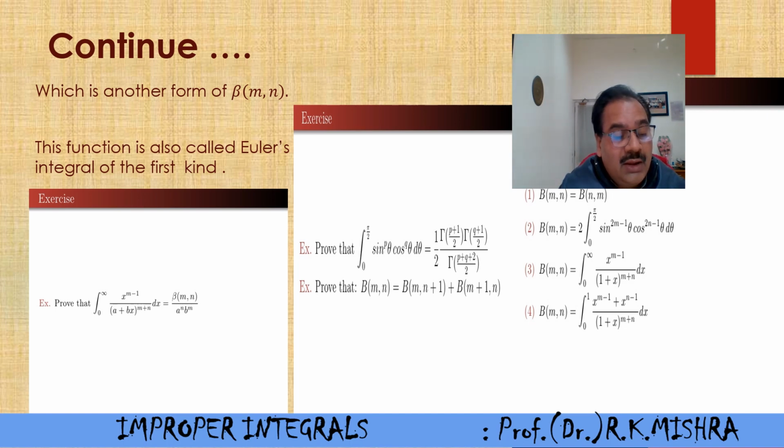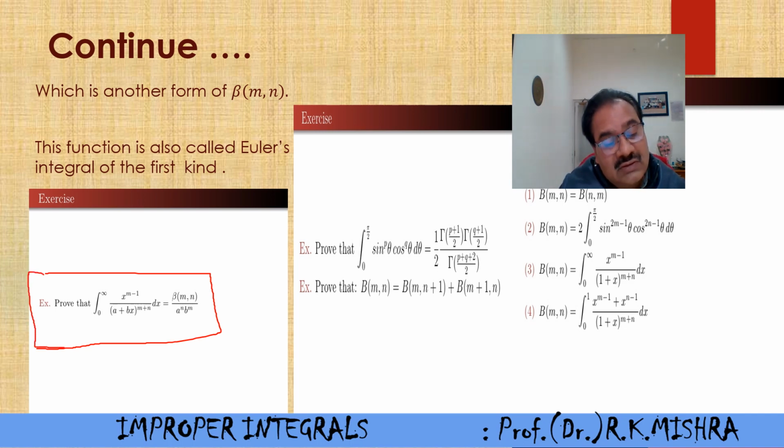Now this is a beautiful result to prove: the integral from 0 to infinity of x power m minus 1 divided by a plus bx power m plus n dx is equal to beta mn divided by a power m into b power n. If you want to do a good number of problems from the exercise, you have to remember this result. This is a very important result. First you establish it; look at the proof, which is very simple.